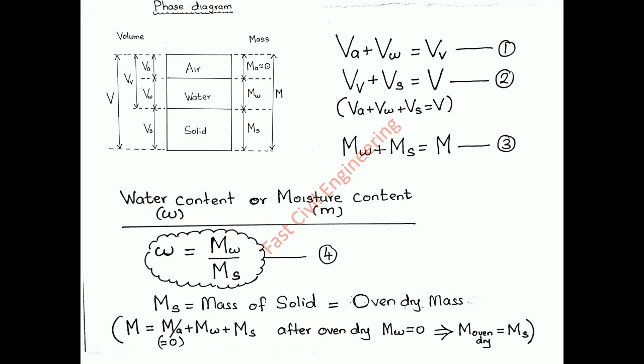Why? Total mass is equal to mass of air, mass of water, mass of solid. But mass of air is negligible. Only mass of water plus mass of solid is equal to total mass. After oven drying, no water, MW is equal to 0. Therefore, M is equal to MS. M after oven dry is equal to MS.